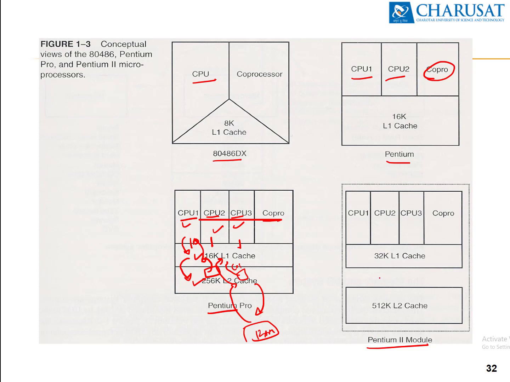Similarly, in the Pentium 2 architecture, there are three ALUs, one coprocessor, 32K L1 cache and 512K L2 cache. First it will search in the L1 cache; if not available, it brings data from the L2 cache, copies it, and from the L1 cache it accesses that data directly.